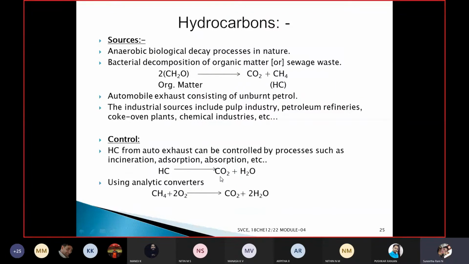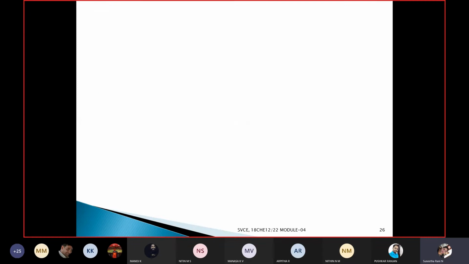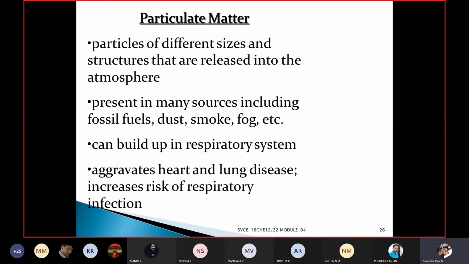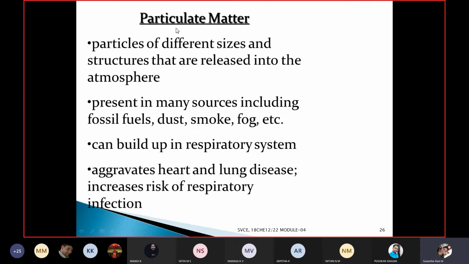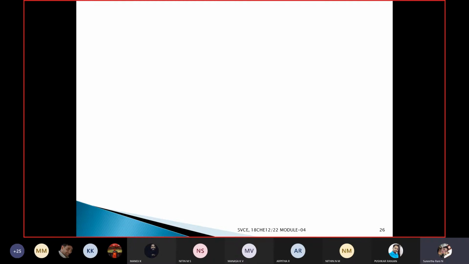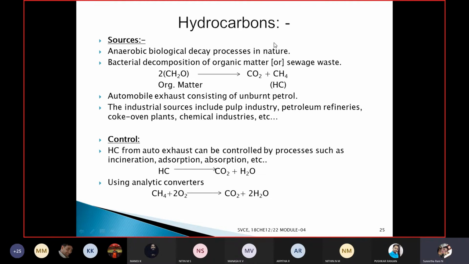So this way we can have control on methane and the production of methane and water. So the next is particulate matter. Particulate matters are of different sizes, any tiny particles. But what is particulate matter? Only hydrocarbons is only this much: what the sources are, how hydrocarbons are liberated, how we can control the hydrocarbons.